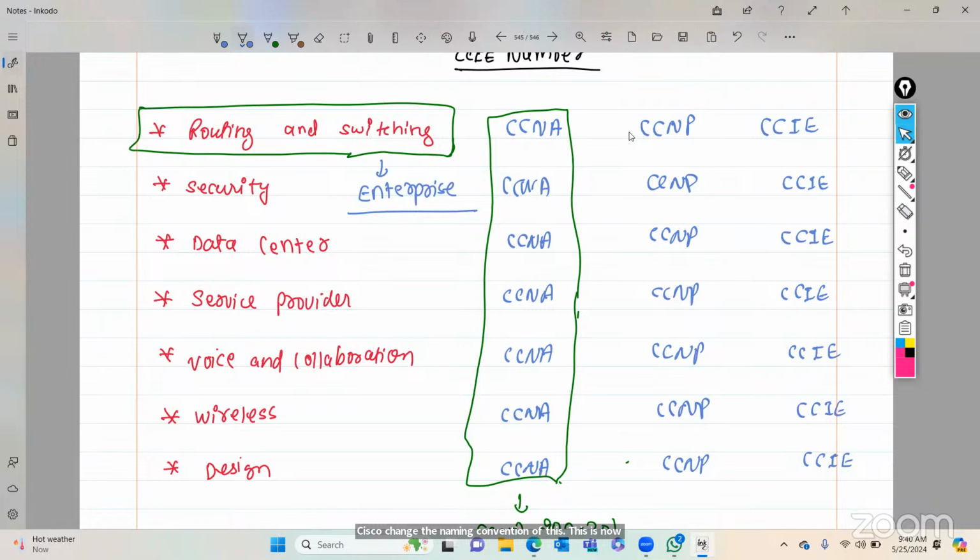So in enterprise, we have CCNP Enterprise, we have CCIE Enterprise. Initially, it was known as routing and switching always. So if someone is a fresher to this industry, he must start with the routing and switching field.